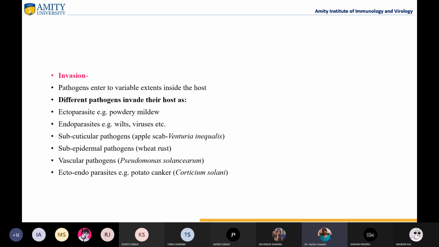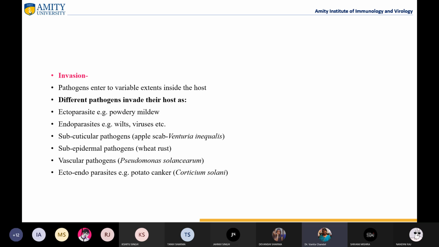Then subcuticular pathogens, that means they are affecting somewhere near the cuticle only, not beyond that. So symptoms such as apple scab, which is caused by Venturia inaequalis, show the symptoms on the cuticle. Then subepidermal, that means they will penetrate through the epidermis to that part, such as wheat rust, which is an example of subepidermal pathogens. And then we have vascular pathogens.